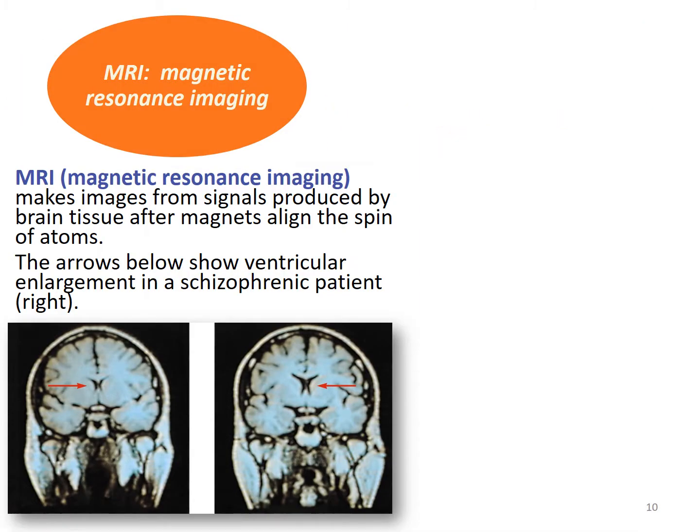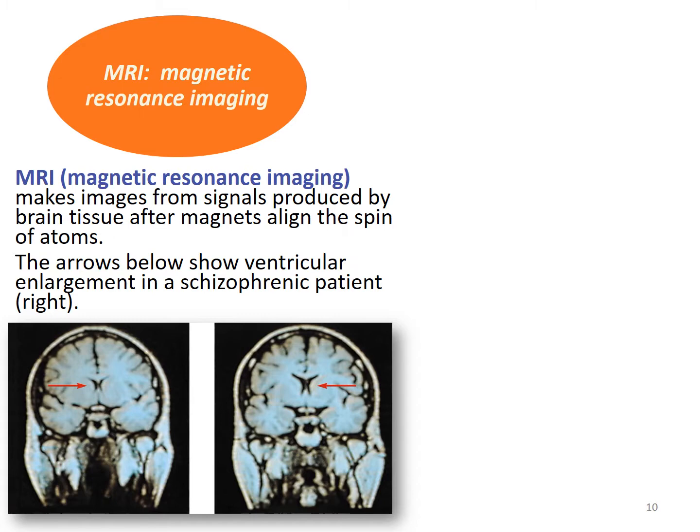Here's your MRI photo. This is what an MRI looks like. It's a high-resolution three-dimensional image formed by a giant magnet. The MRI machine is a giant magnet. And so if you look at the picture on the left, you see ventricular enlargement. Actually, on the right, I should say. Look at the picture on the right.